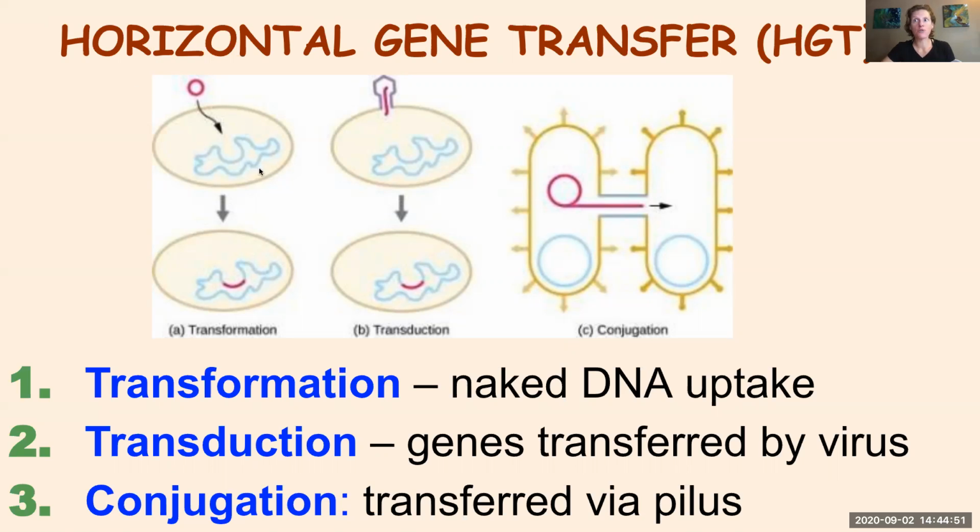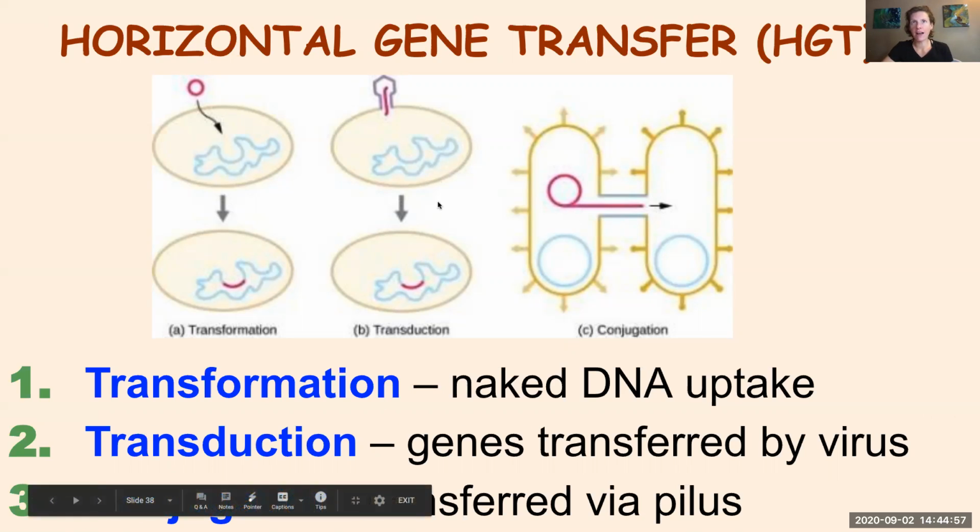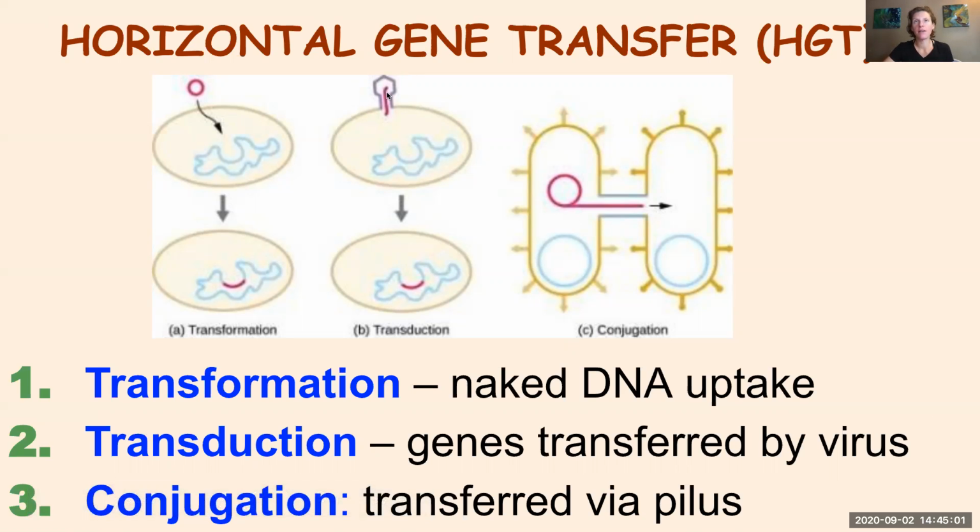So the first type, transformation, picks it up from the environment. Second type, transduction, transferred by a virus. So some sort of bacteriophage, which is the name of a virus that attacks the bacteria, comes in, dumps in the DNA, gets put into the genome. Or conjugation, where you have 2 bacteria, in this case, that are transferring just a piece of DNA between them. Okay. So you're not having splitting of the DNA or the cell.